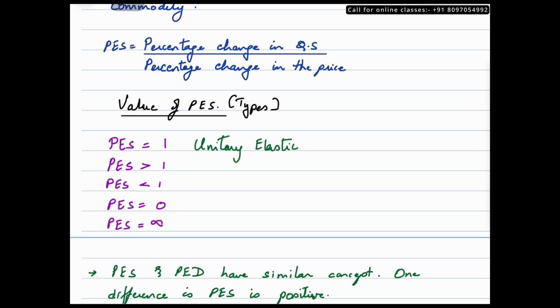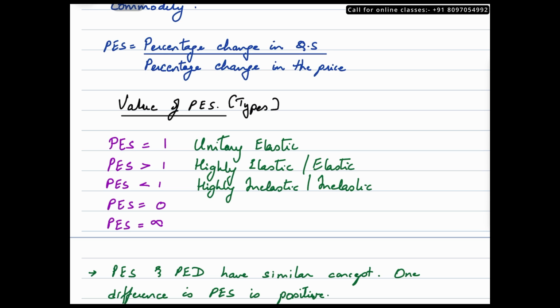PES greater than 1 is called highly elastic, or we could just say simply elastic supply. PES less than 1 is highly inelastic or simply inelastic supply. PES equal to 0 is called perfectly inelastic supply, and PES equals infinity is called perfectly elastic supply. In this video, we'll take a look at just the unitary elastic supply.